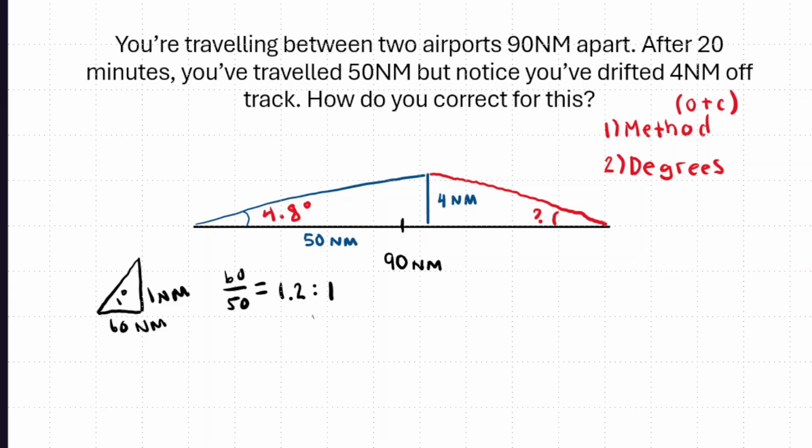So once again, we're going to figure out this ratio. But we're missing something. How long is this distance here? Well, we have our total distance, 90. We know that we've traveled 50 nautical miles. So that means that we have 40 nautical miles remaining.